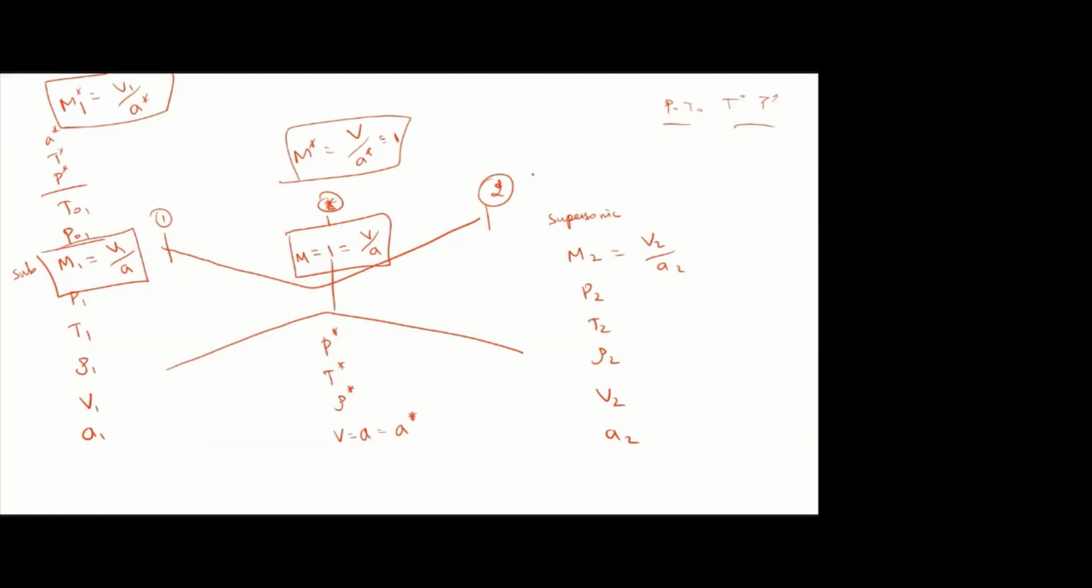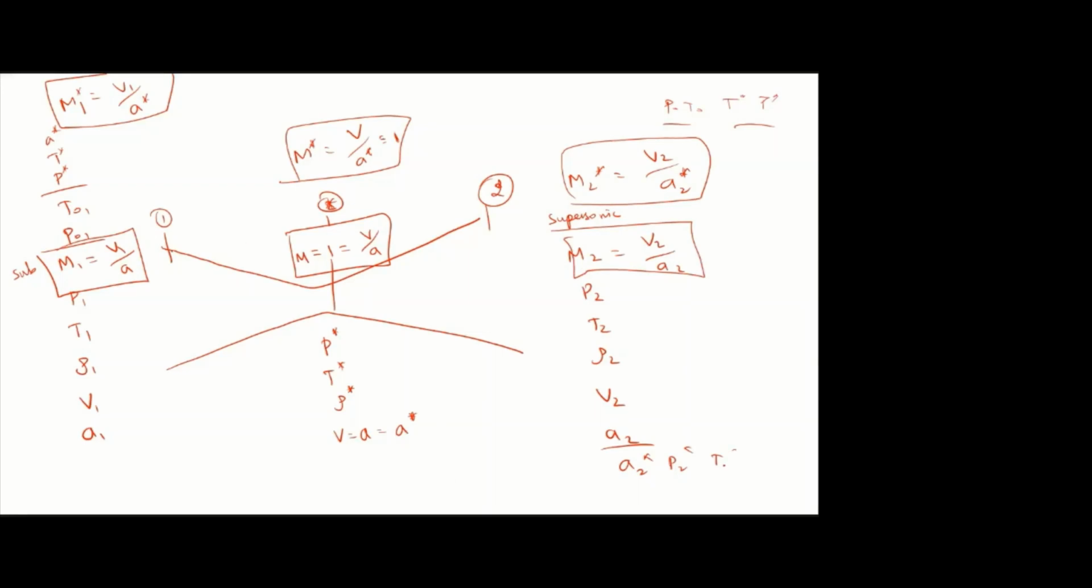Both are equal here. And here I know M2, so I can find M2 star, which is V2 by A2 star. Here also I can find A2 star, P2 star, T2 star, etc. So this is the characteristics Mach number, and this is the local Mach number.